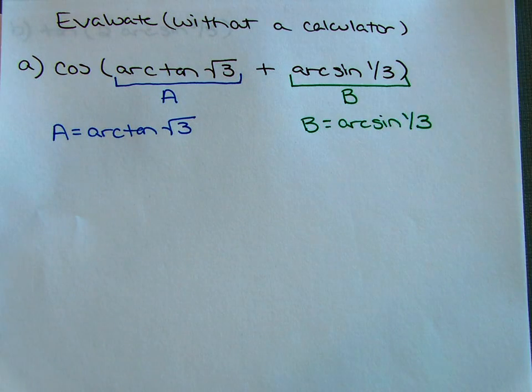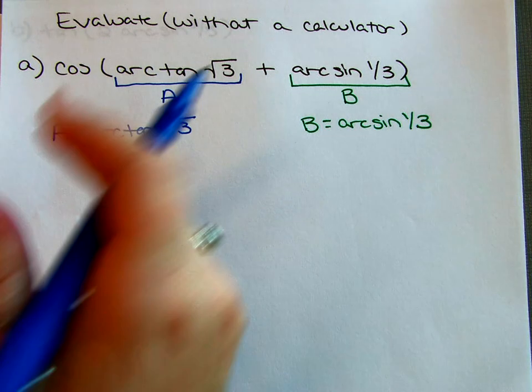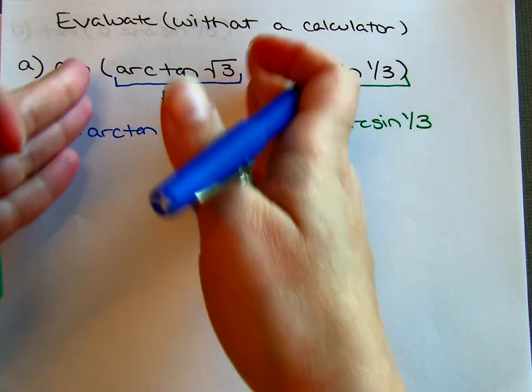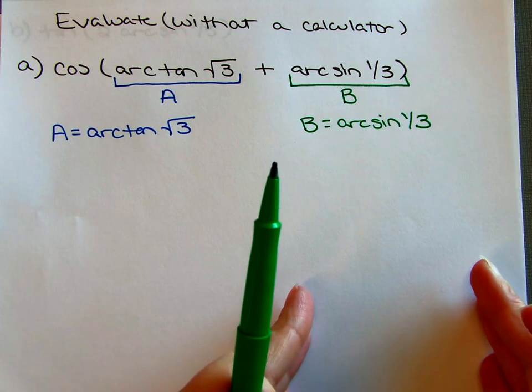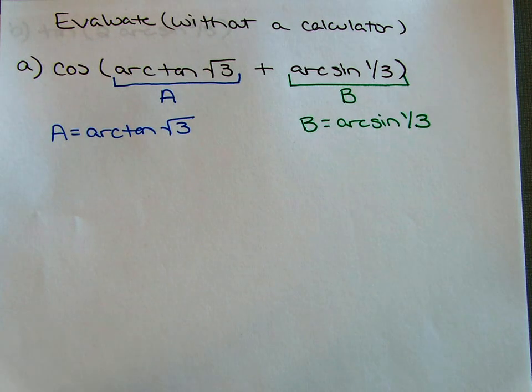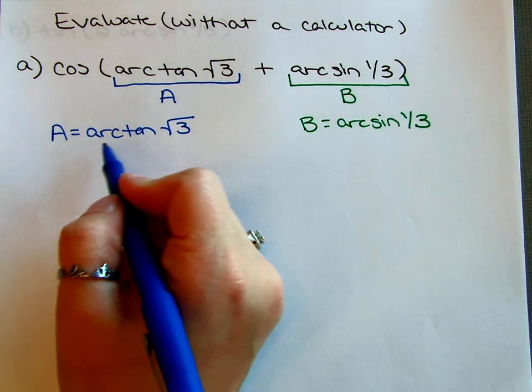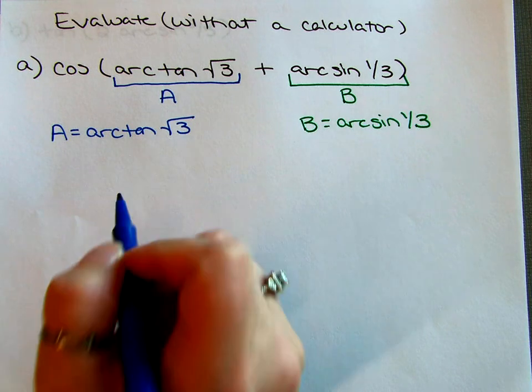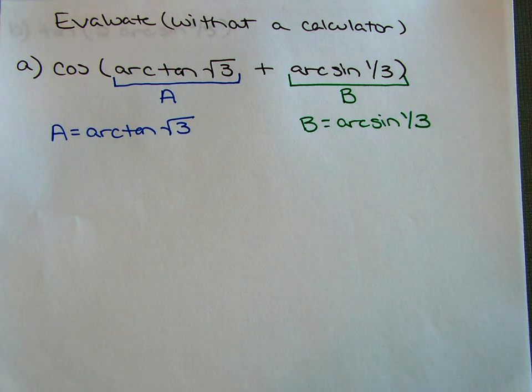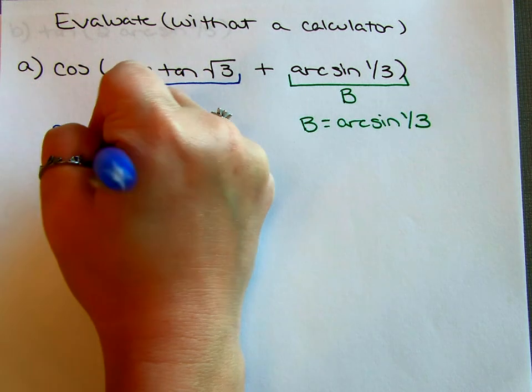Now these are totally different expressions, so we're going to have two different triangles to play with here. I'm going to deal with my arctangent, and then when I'm done with my arctangent information, I'll come over here and do my arcsine. I don't want to do them back to back and get confusing. So if I have A equals the arctangent of radical 3, how can I write that in terms of regular tangent? Yeah, tangent of A equals radical 3.